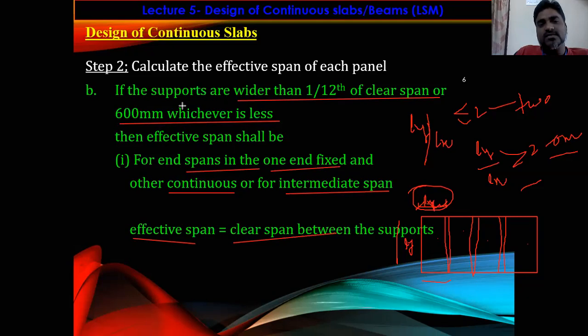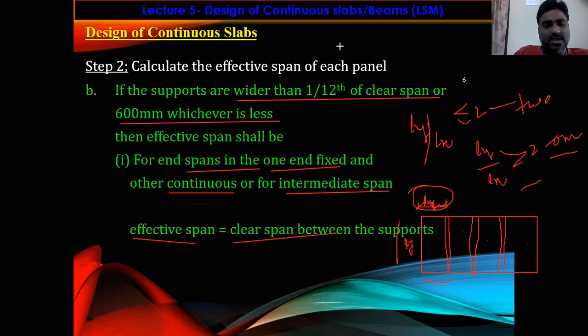When the width of the support is greater than 1/12 of the clear span or 600 mm, whichever is less, in that case, if one end is fixed and the other end is continuous, or for all other intermediate spans, the effective span will become the clear span between supports, right?